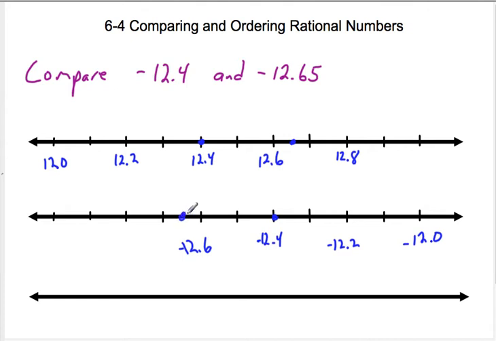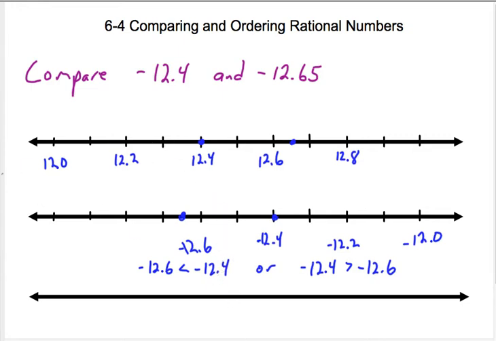So what we say is negative 12.6 is less than negative 12.4. Or you could also say negative 12.4 is greater than negative 12.6. This is preferred just because it follows the number line. A lot of times what you want to do with your inequality to have it make sense is the numbers on the left should be smaller than the numbers on the right, because that makes sense in terms of the picture of a number line.